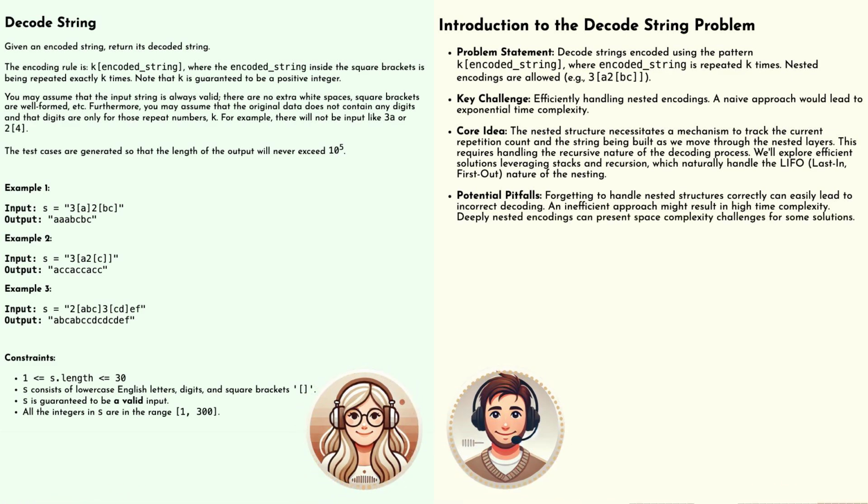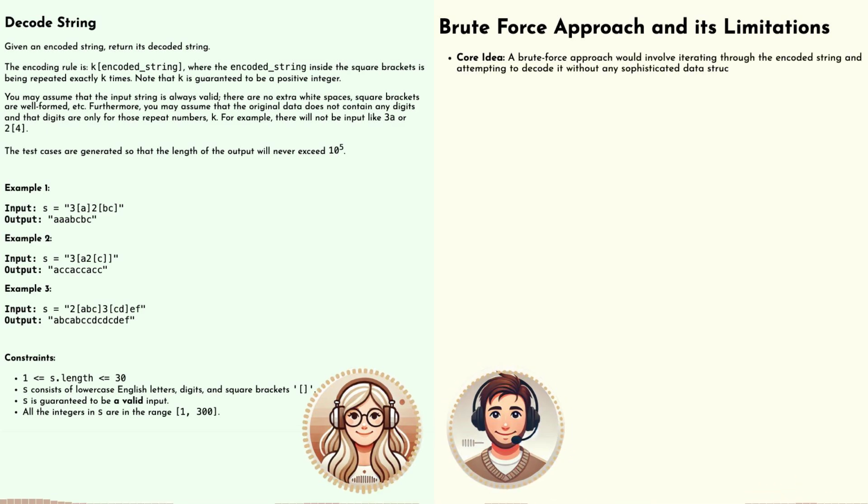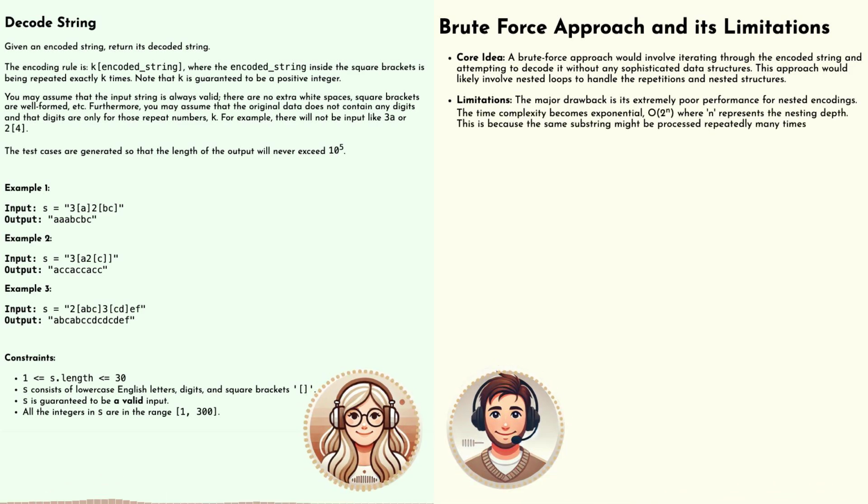about how to work with strings, loops, and a bit of logic, all in one problem. You get a string like 3[A]2[BC], and you have to decode that into AAABCBC. Right, and it seems simple at first. But the challenge is when you have nested encoded strings. Right, like 3[A2[C]]. Exactly, that decodes to ACCACCACC. That's where things get interesting.